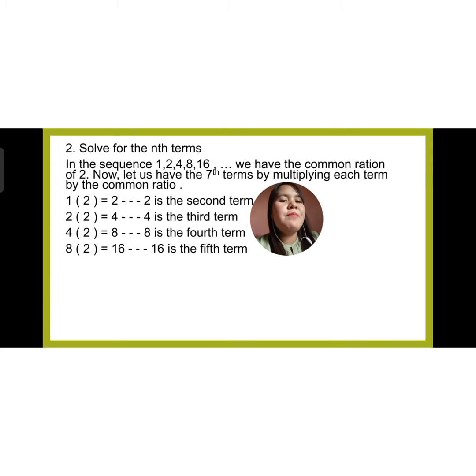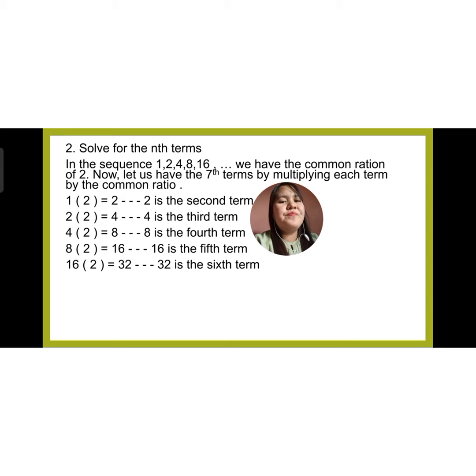So, i-multiply uli natin itong si 16 dun sa common ratio na 2. Okay. So, therefore, 16 times 2 will give us 32. Nakuha na natin ngayon si 6th term. So, isa na lang para makuha naman natin si 7th term.